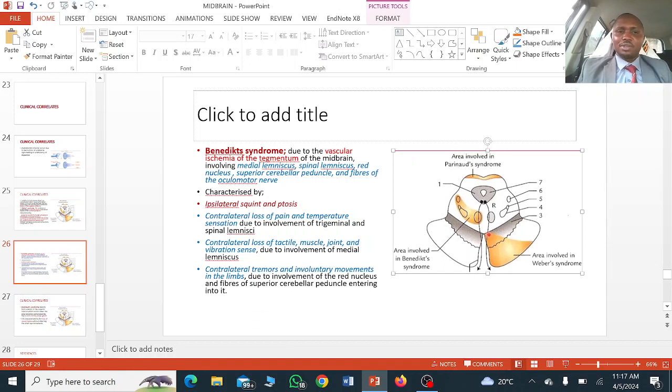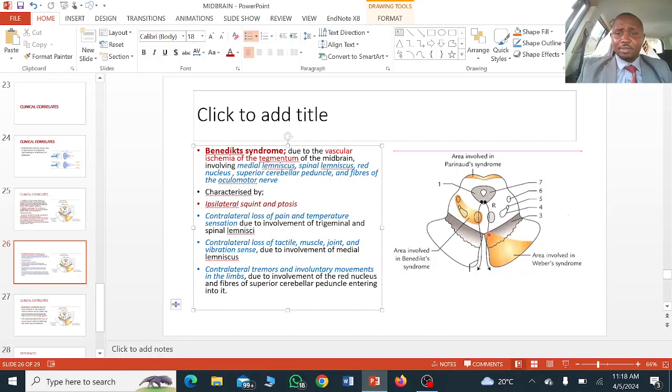So this will result in ipsilateral squint and ptosis because of involvement of the oculomotor nerve, and you have contralateral loss of pain and temperature sensation due to involvement of the trigeminal and spinal lemnisci. You have contralateral loss of tactile, muscle and joint, and vibration sense due to involvement of the medial lemniscus, and you have contralateral tremors and involuntary movements because of involvement of the red nucleus and the substantia nigra.